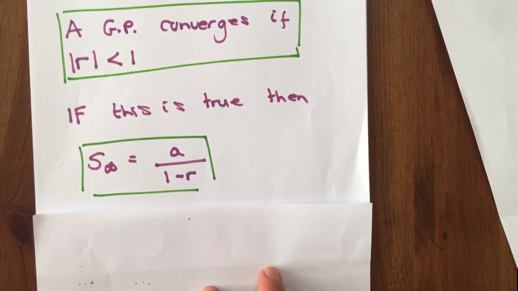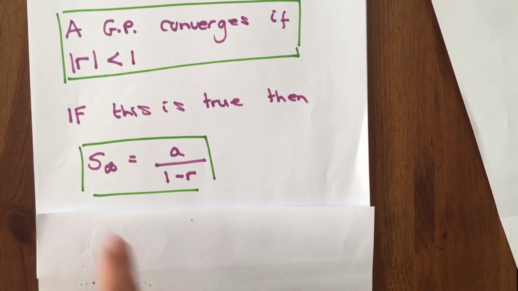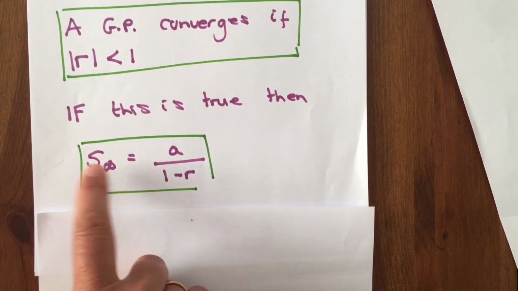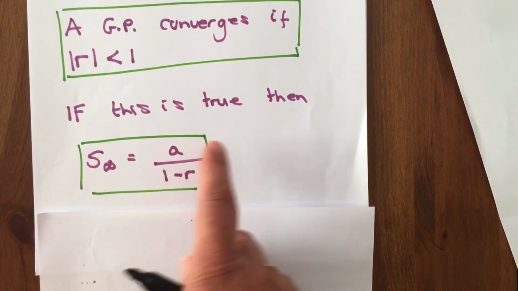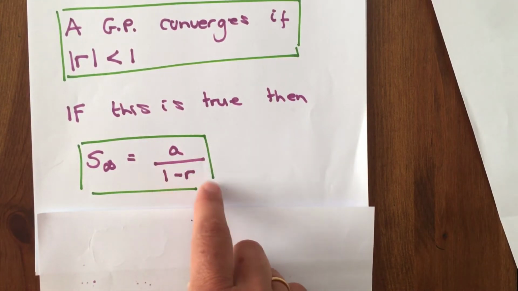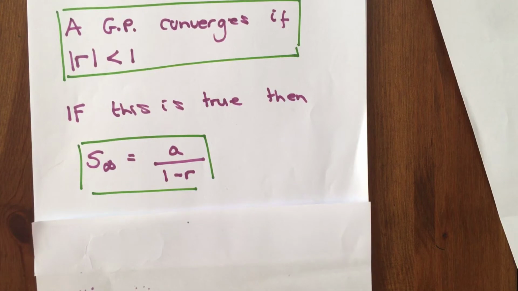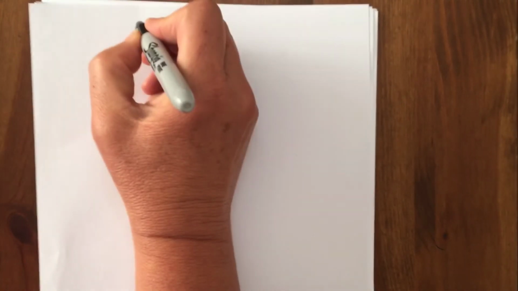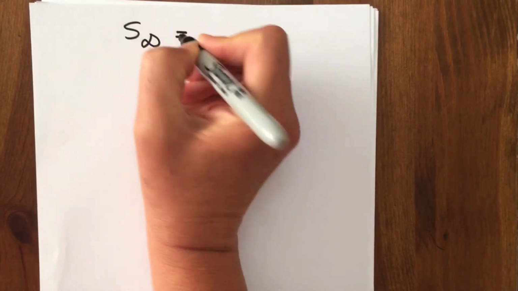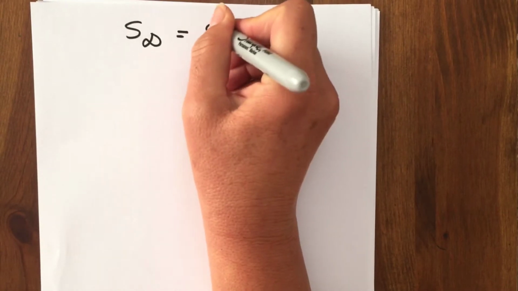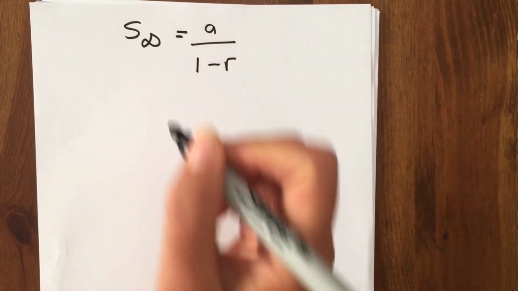Now, if a series does converge, then we say that the sum to infinity, this is called sum to infinity, is a over 1 minus r. In the book, it explains why, and I'm going to have a go at explaining it to you now. Why do you get this formula? A little bit of hard maths now, guys.